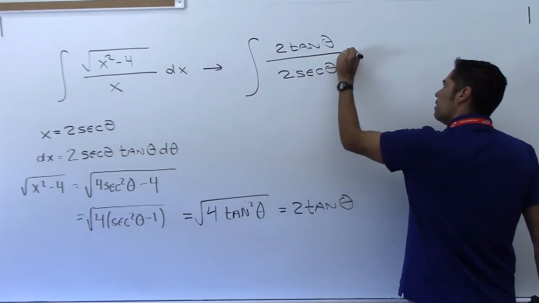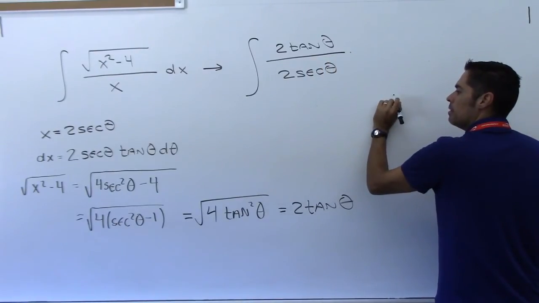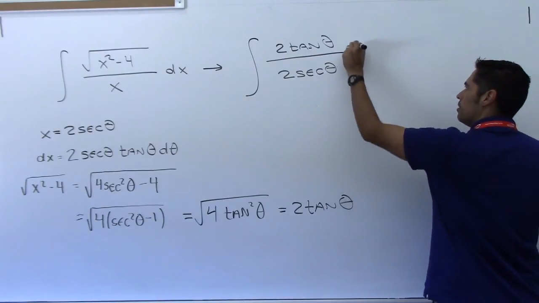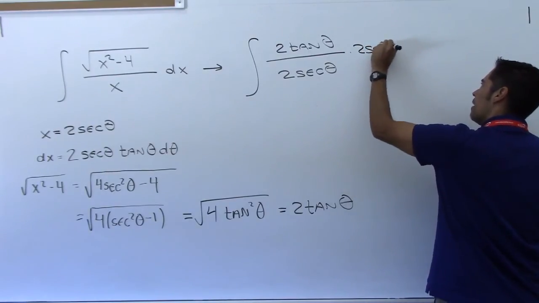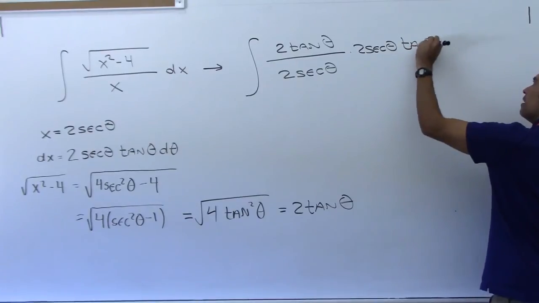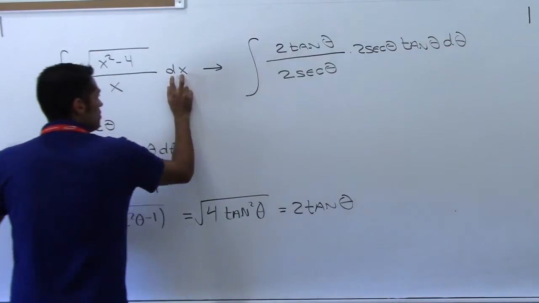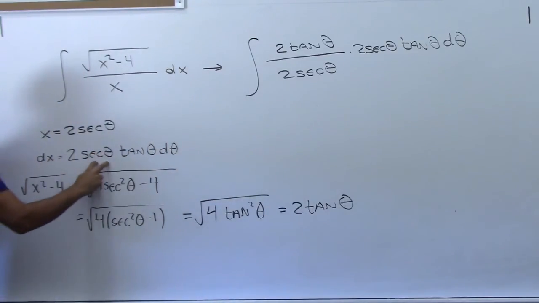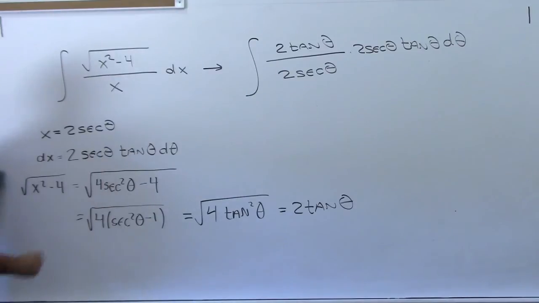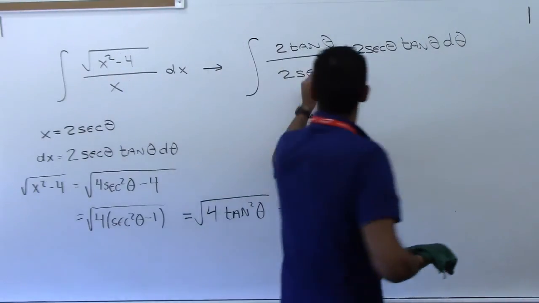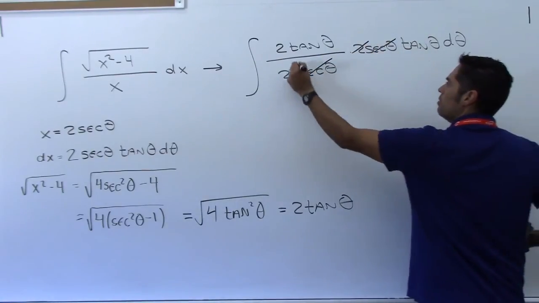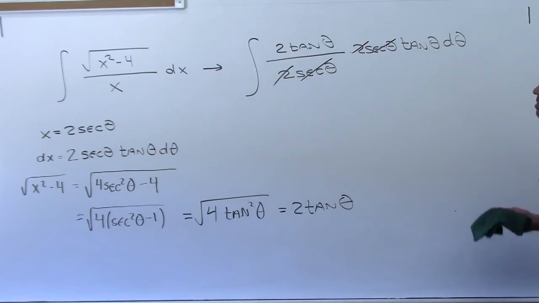And then 2 secant theta tangent theta d theta. You see how important this dx is? I mean, we have to convert it to what it is, right? Which kind of created a little bit of an issue for us, but we should be able to handle this now. Secants cancel, 2's cancel. The 2 that's left can come out.